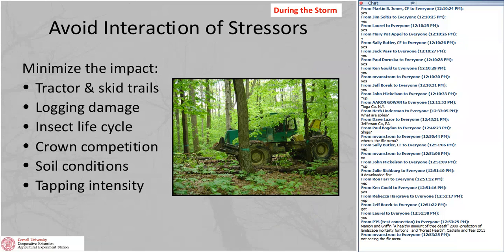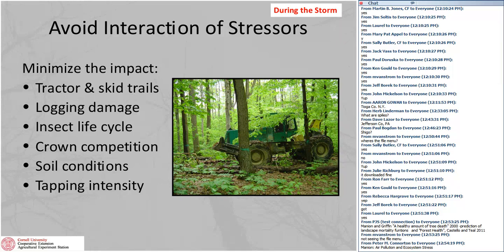So understand the context of the forest that you're working in, the stress that you're experiencing, and then what's going to happen next that you either want to prevent or not prevent. What you don't want is to have interaction of stressors. Those interacting stresses have big implications for trees. Trees can often handle a single stress. Double stresses are problematic. Triple stresses are really problematic.